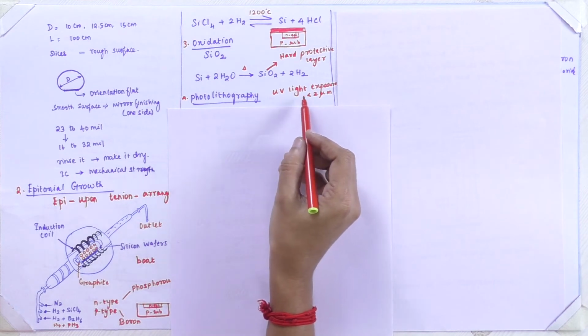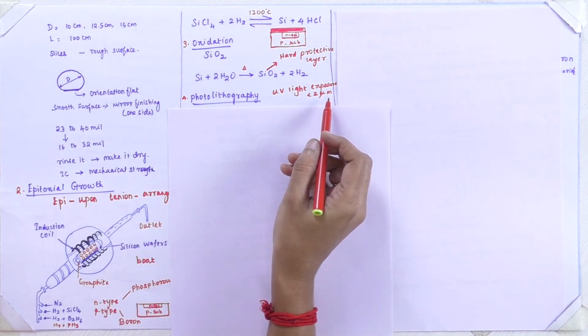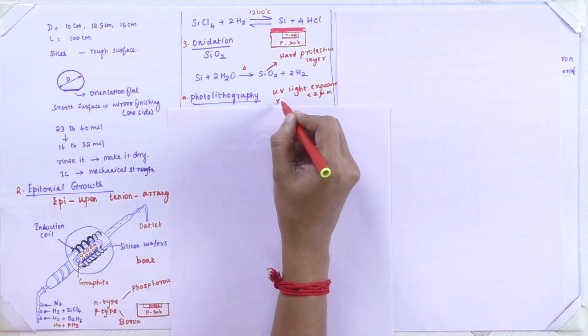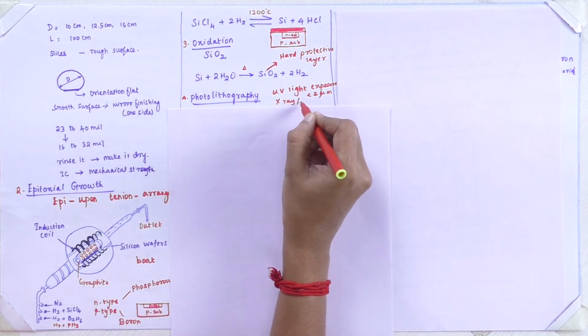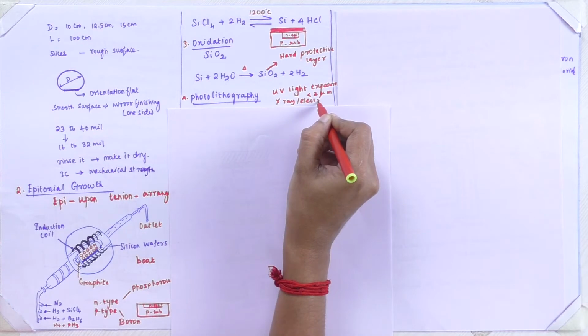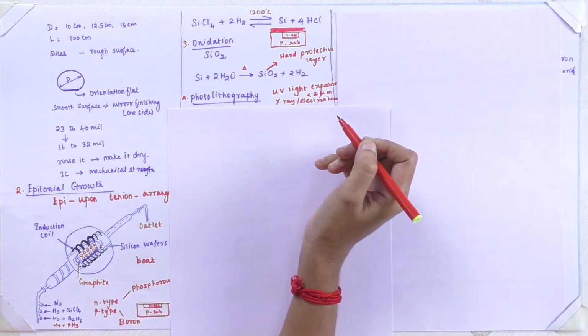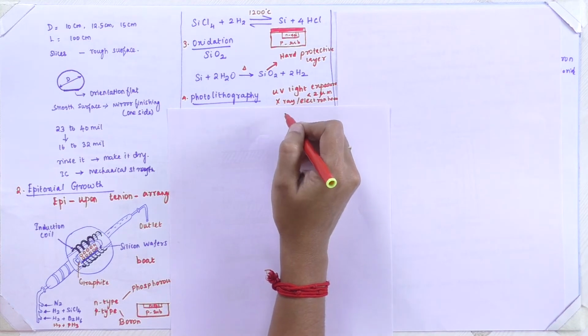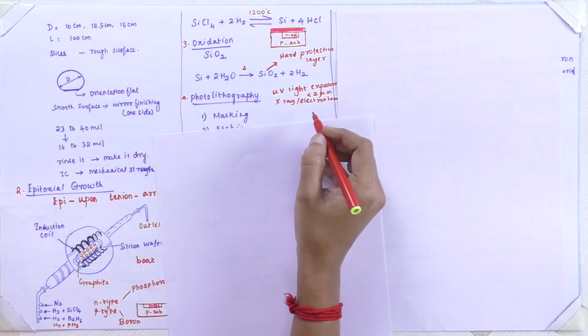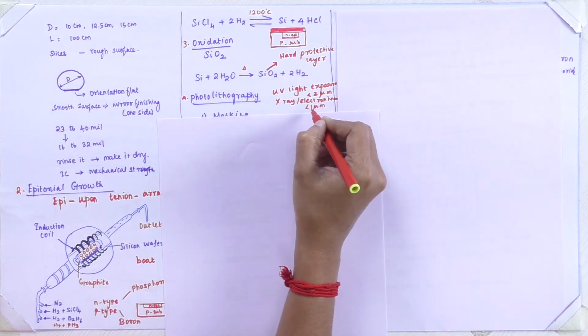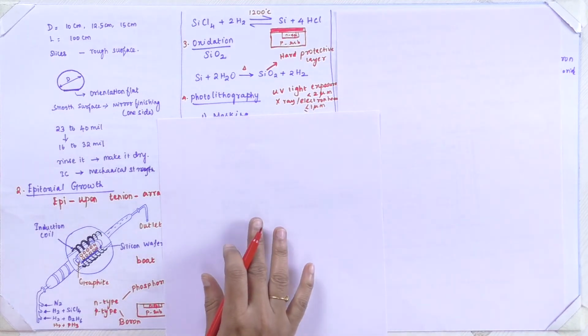So we pass a UV light exposure in the conventional technology, whereas the latest technology uses X-ray or electron beam technology. These are both technologies that can be used, and we prefer UV light exposure in the conventional method. The X-ray technology gives dimensions of less than or equal to 1 micrometer.